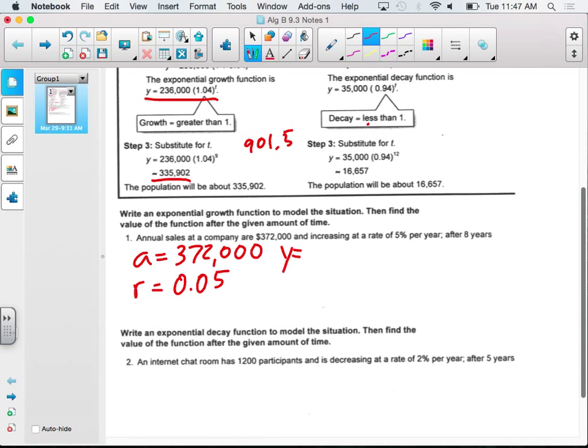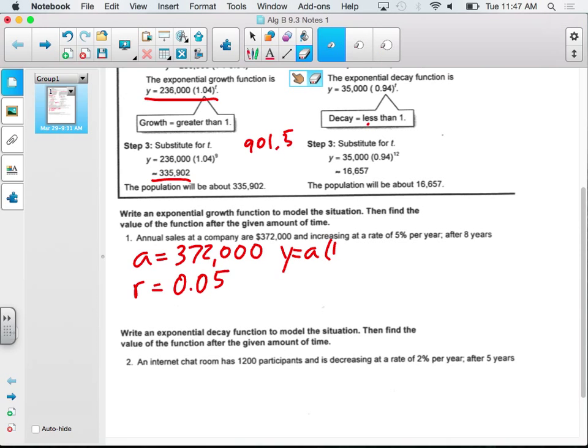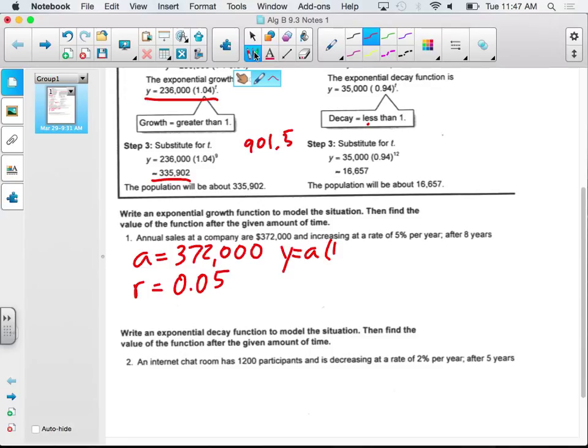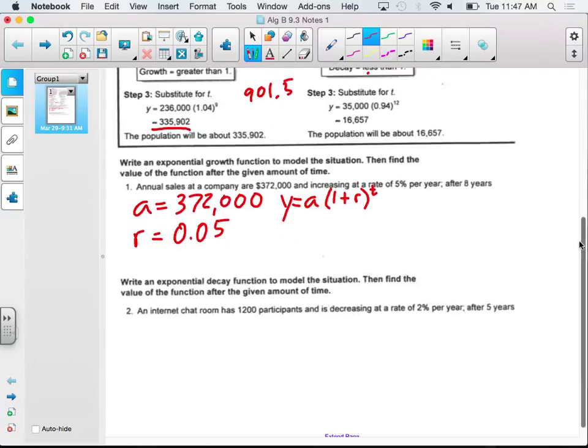So first we have our general formula. Is this going to be exponential growth or decay? Growth. Growth? It says right on the top, for an exponential growth function. Yeah, it does, doesn't it? So it better be growth, right? So it should be 1 plus R to the T. So we have our two values that we substitute in.